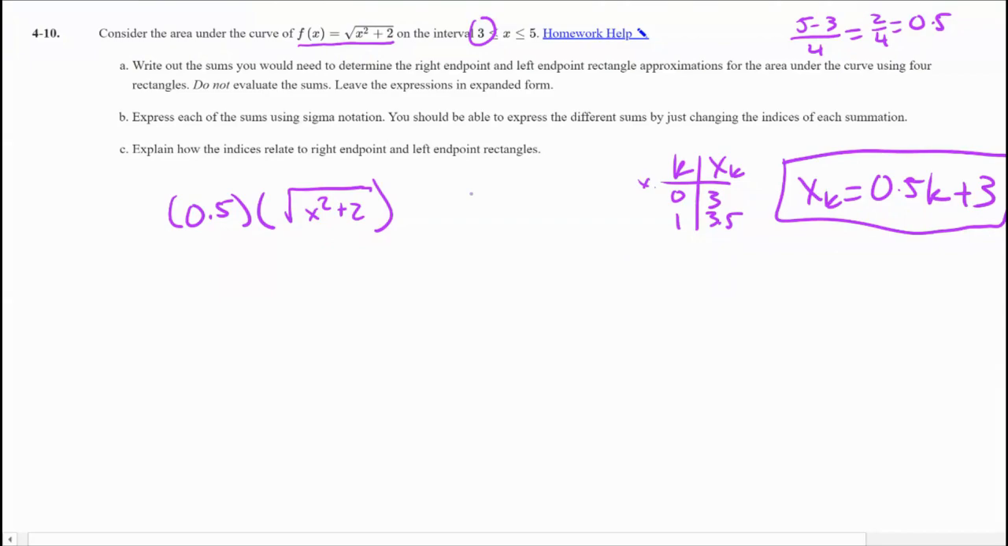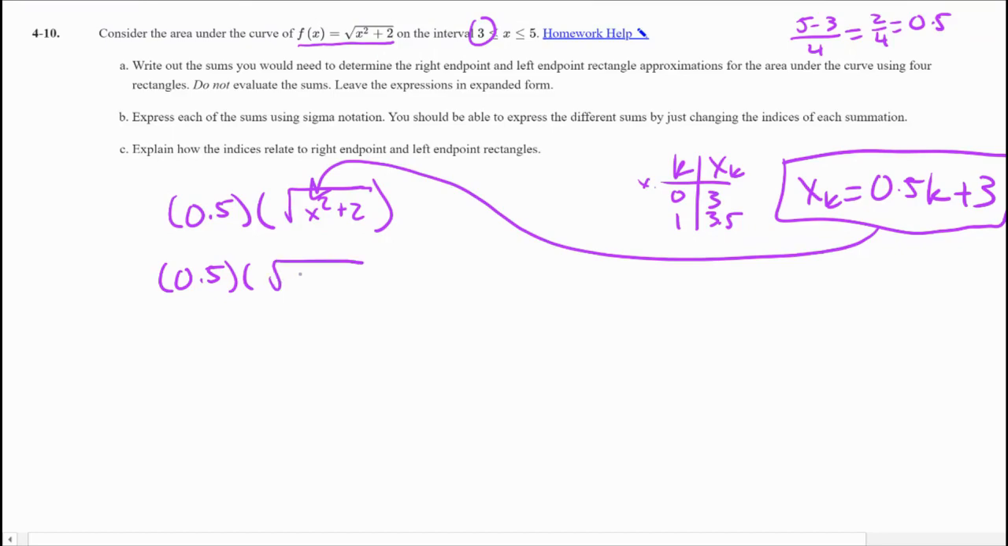So now I'm going to plug that into x here, and I'm going to get 0.5 times the square root of 0.5k plus 3 squared plus 2. So this is going to be the equation that I have for sigma notation. I think I just got ahead of it because it was asking for each of the sums that we would need. So to write that out in expanded form, it's a little bit less fun.